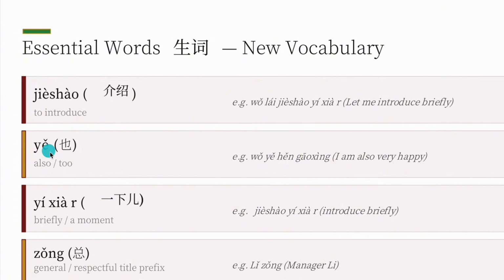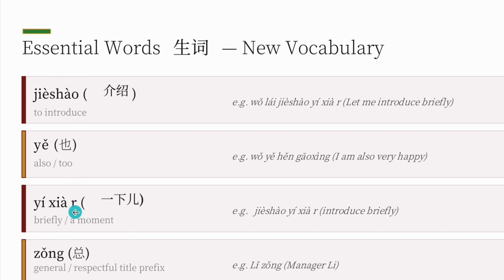也, we saw this word in 认识你我也很高兴. I am also happy to meet you. It means also. 我也很高兴. I am also happy. 我也很高兴认识你. I am also happy to meet you.